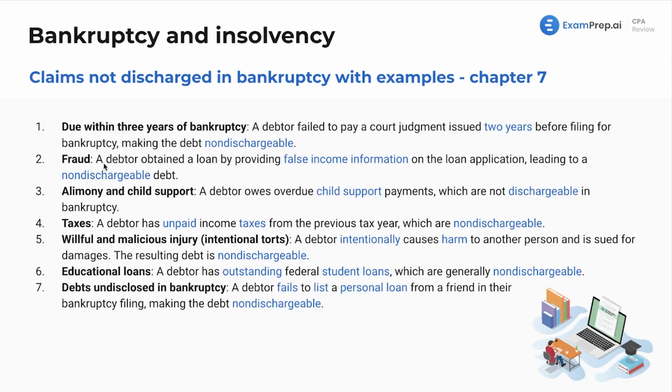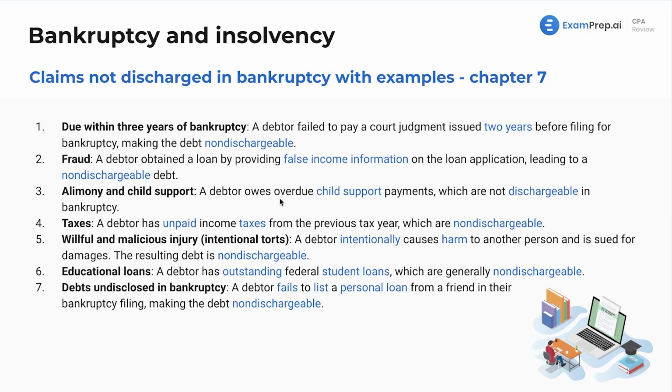Fraud, gotta love it. So if you provide false income information on the loan application, leading to a non-dischargeable debt. So if there's any fraud involved with the debts that you're trying to get discharged, they're not going to get discharged. Alimony and child support, well, you gotta pay for the child support. You gotta keep the children alive. Do it for the children, as I kind of alluded to in many cases throughout other lessons. Usually it's like you don't mess with the child support.